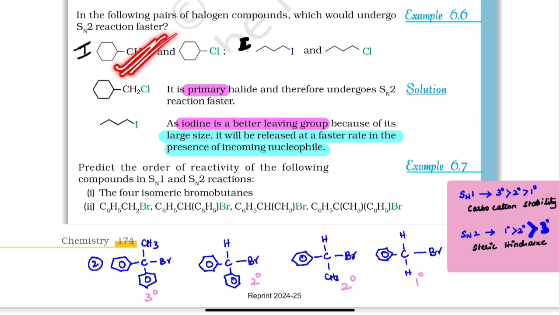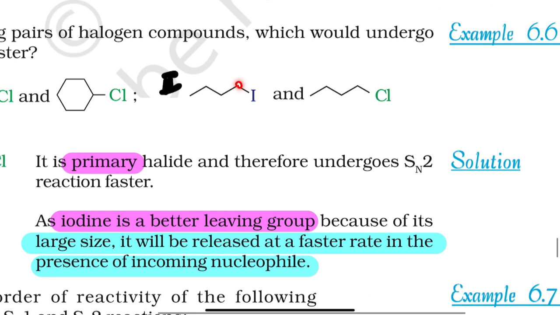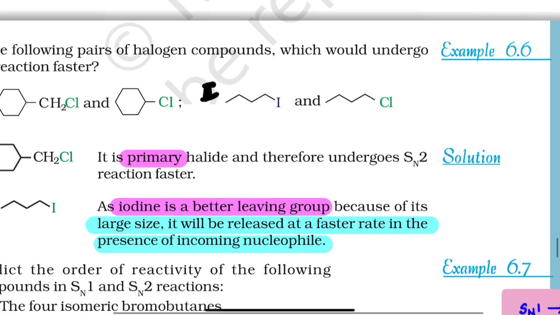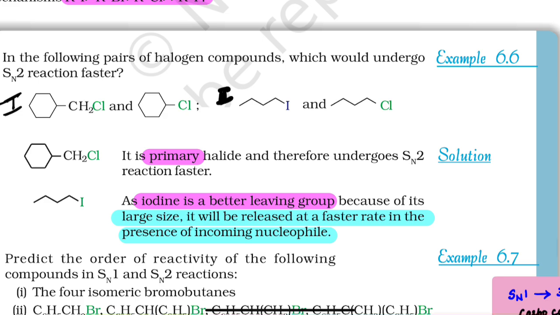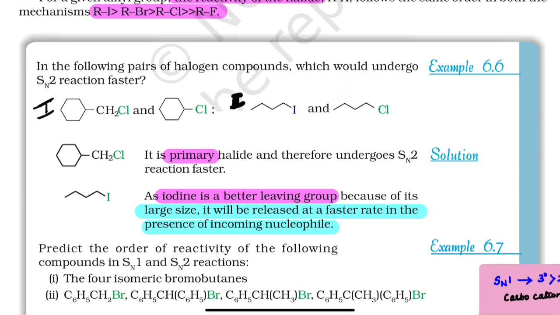Therefore this will undergo SN2 faster. And here we will see, this carbon is primary carbon, this carbon is also primary carbon. So both are primary carbon. And then you see the leaving group. So iodine and then chlorine. I minus is a good leaving group. So therefore this is better, this undergoes SN2 better than the other one.